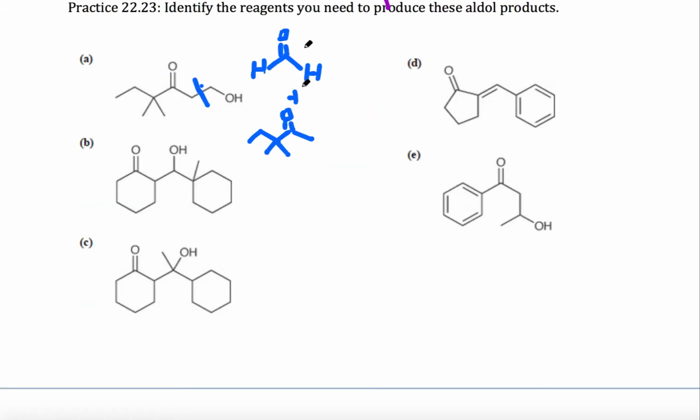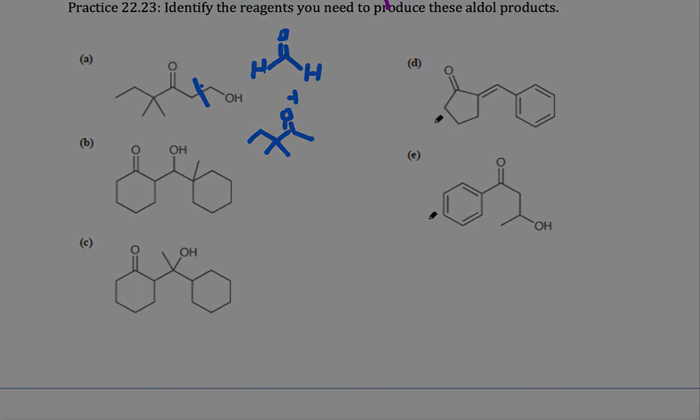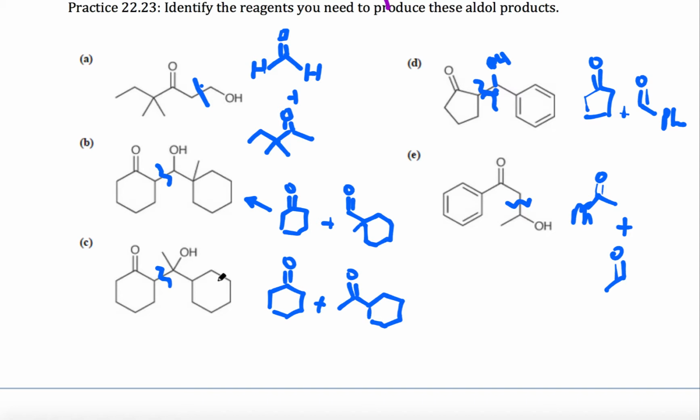Okay, so for each of these, I'd like you to draw out the two reactants you need to make these products. And go ahead and give these a try. All right, so for this one, part B, I had a split right here between the alpha and beta. That was my new bond. So I have cyclohexanone attacking this aldehyde right here. For the next one, I did the same thing, split it, the cyclohexanone is now attacking this ketone. Here for part D, cyclopentanone is attacking benzaldehyde. And right here, this is acetophenone attacking acetaldehyde.